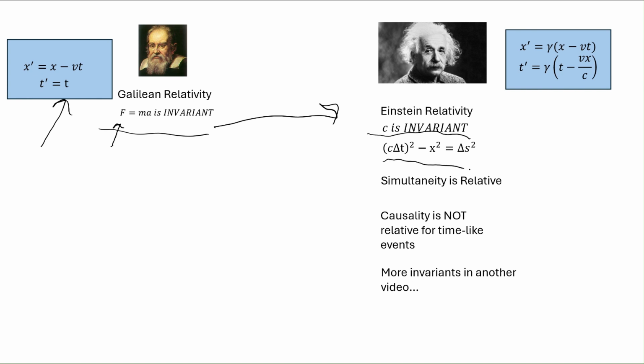C is invariant. This space-time interval, so this is called the interval. This interval is invariant. Simultaneity is relative. Causality is not relative. There are loads more invariants that are useful calculationally and philosophically, but those will have to wait for another video. Hopefully this was more helpful than confusing.